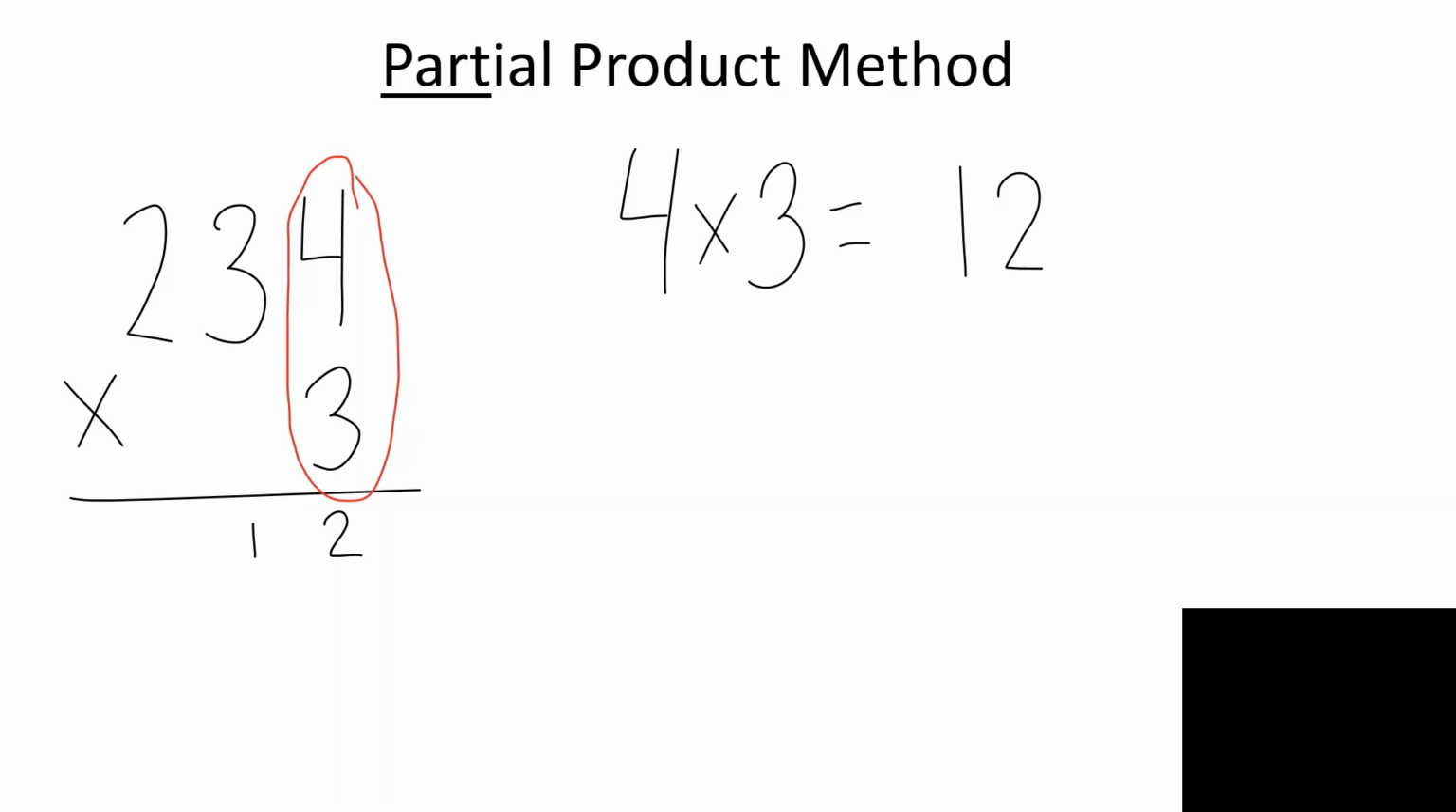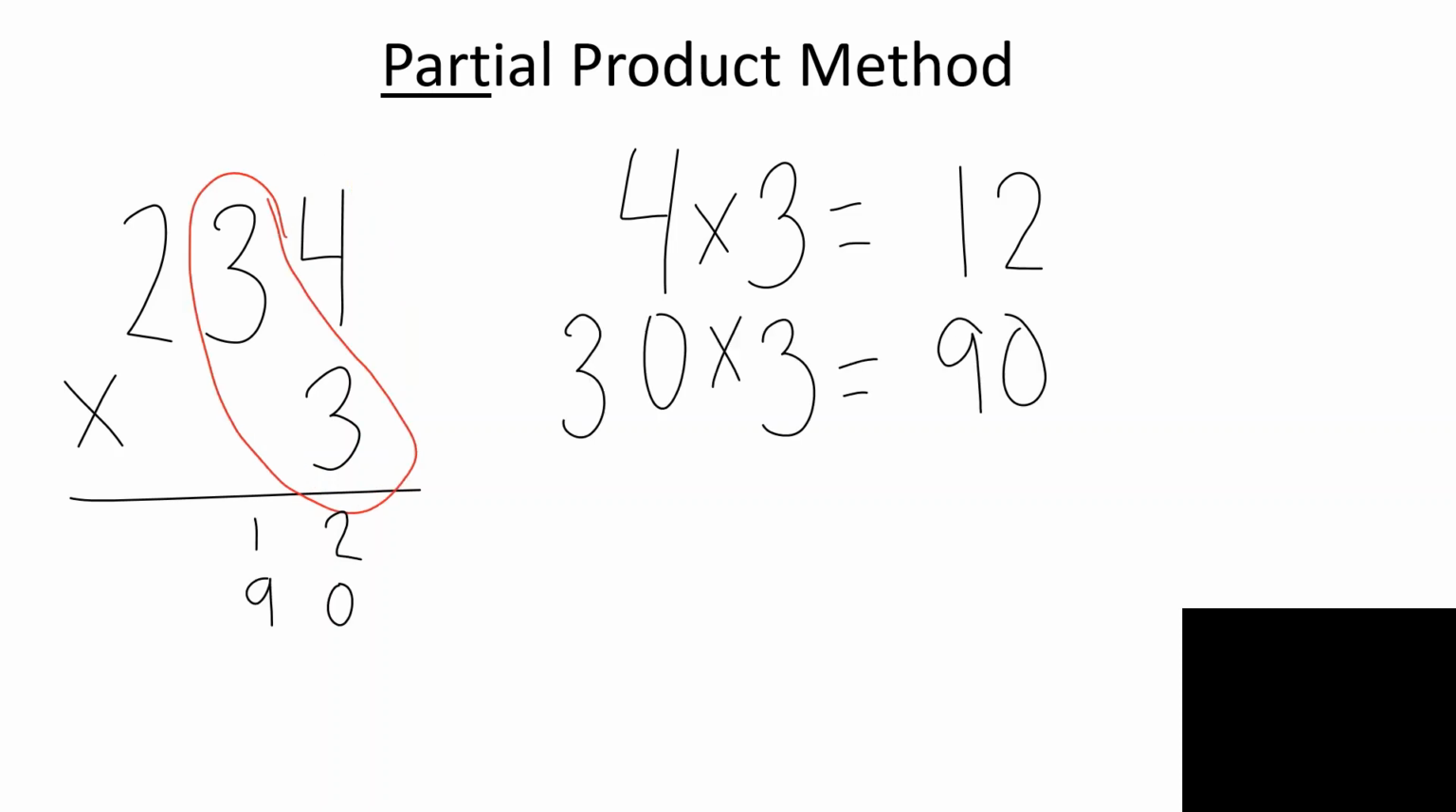So the first thing that we do is we take our 3 times our 4 ones, which gives us 12 ones. And I'm just going to put it right here underneath my equation. Then I take my 3 times my 3 tens.